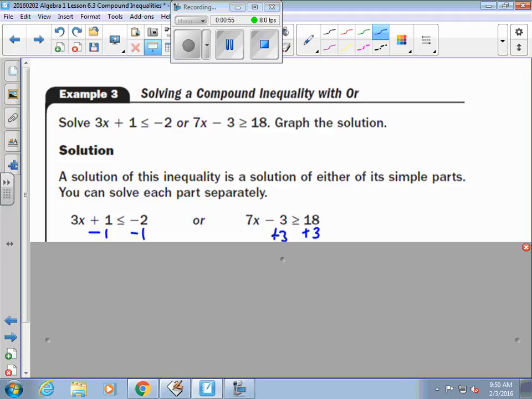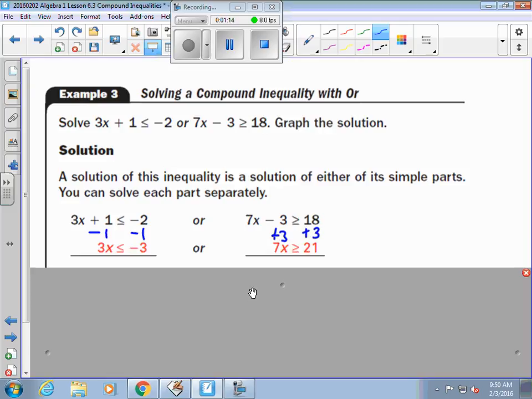Remember, anytime you're in an inequality, ask yourself the question, do I reverse the symbol or not? Do you reverse it with this first step? We subtracted 1 for the first one, and we added 3 for the second one. Do you reverse them? No, only when you multiply or divide by a negative number. So that leaves us with 3x is less than or equal to -3, or 7x is greater than or equal to 21.